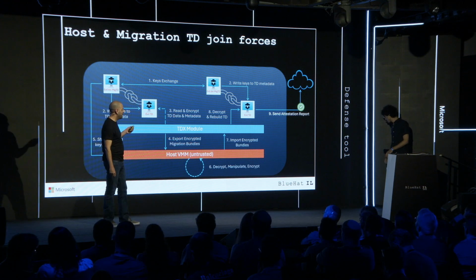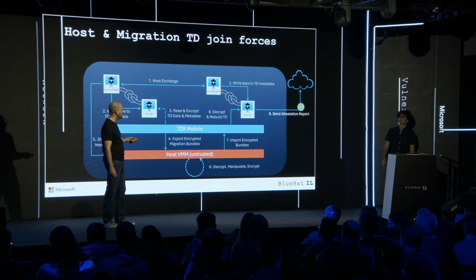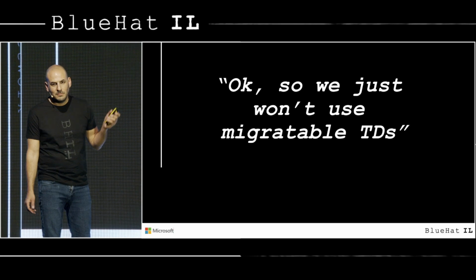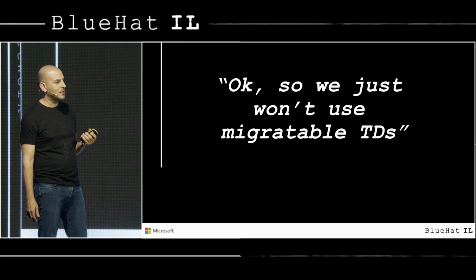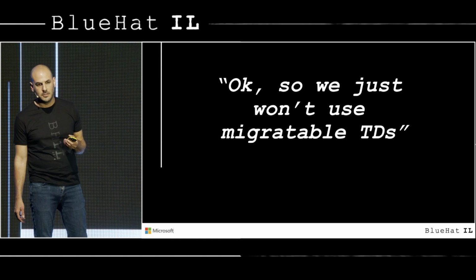But migration is a new feature. No one really uses it. Maybe I should just revert to the old TDs, right? So we really wanted to think, is there a way we can expand it also to non-migratable TDs?